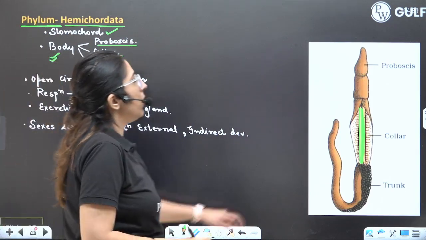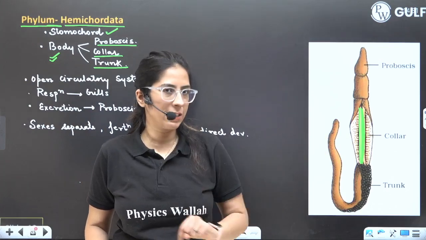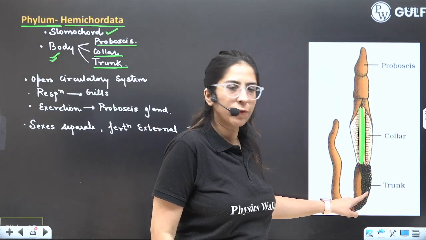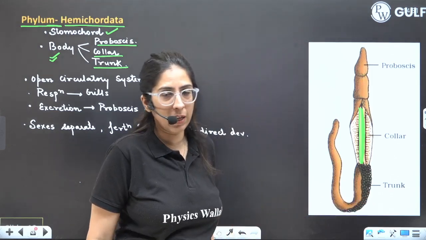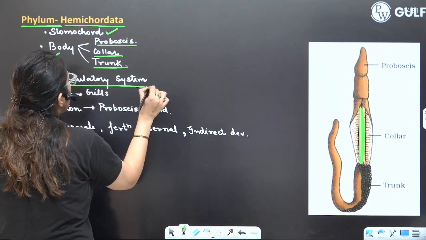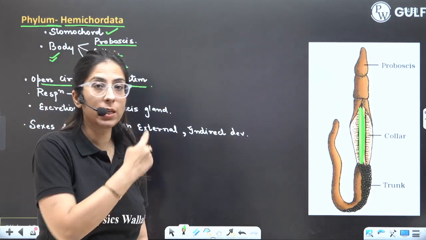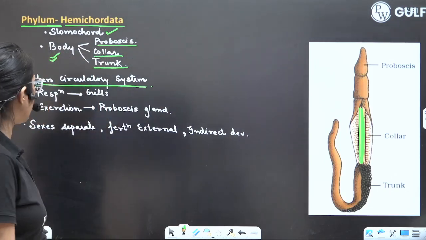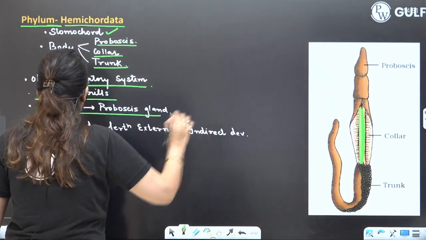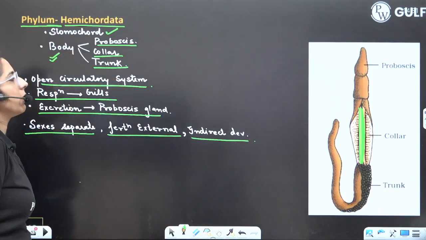Let's have a look. This is a proboscis, and in the proboscis glands are present, which help in excretion. This is the trunk region. Can you see the structure? These black parts you can see are the gills. So they are also exclusively marine. The open circulatory system is seen in this group of organisms. Other than arthropods and mollusks, these organisms also have an open circulatory system. Respiration occurs through gills, excretion occurs through proboscis glands, sexes are separate, fertilization is external, and indirect development is seen.